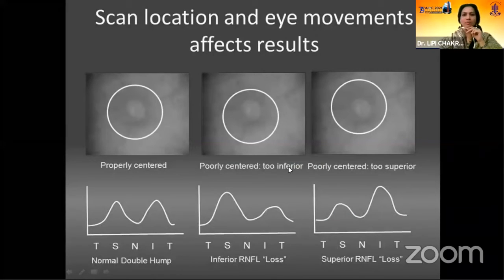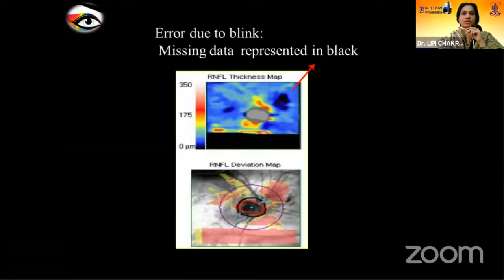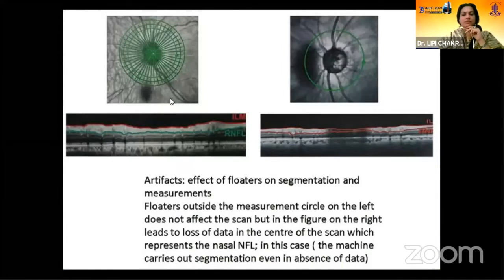Scan location and eye movements do affect results. Poorly centered, if the circle is too inferior, we are getting inferior RNFL loss, and similarly superior RNFL loss. Then we have the effect of blink. So error due to blink: missing data represented in black suddenly, and we are getting red in the deviation map.